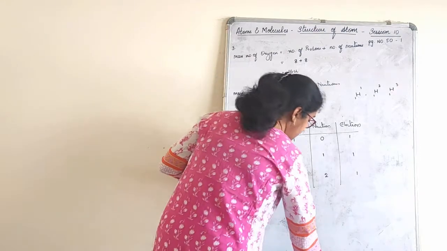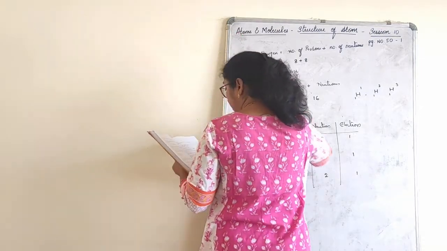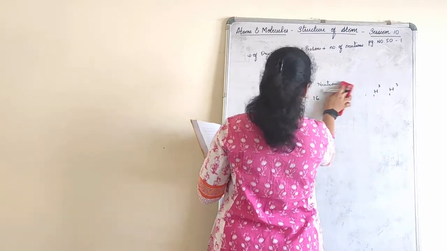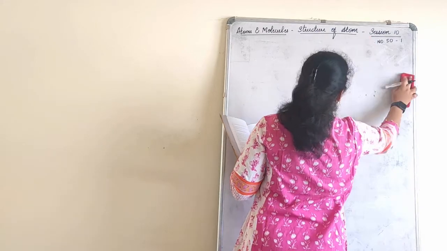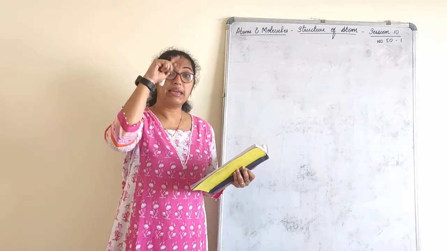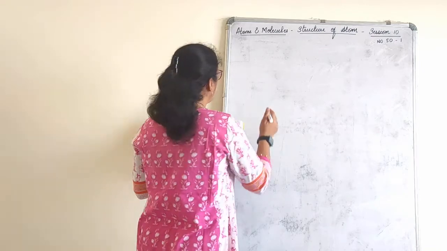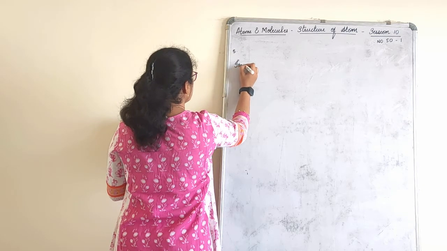The next question, fifth one. Write the electronic configuration for any one pair of isotopes and isobars. Isotopes, same atomic number, different mass number. Isobars, same mass number, different atomic number. So first of all, let's give an example, fifth one, right? Isotopes.